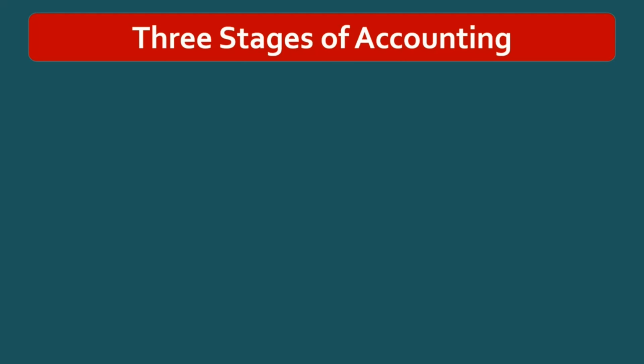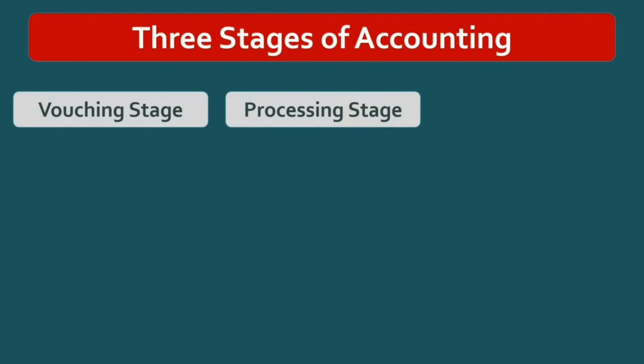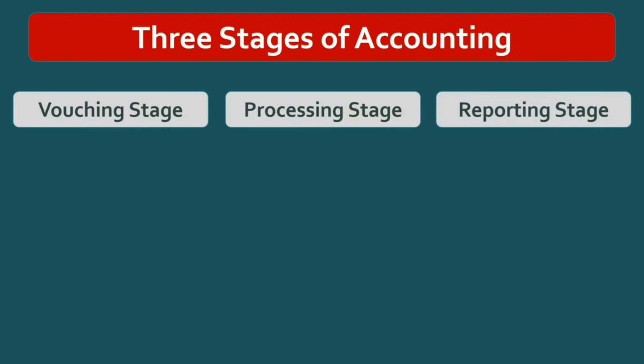What are three stages of accounting? Vouching stage, processing stage, and the reporting stage. So these are the three things in our accounting system.